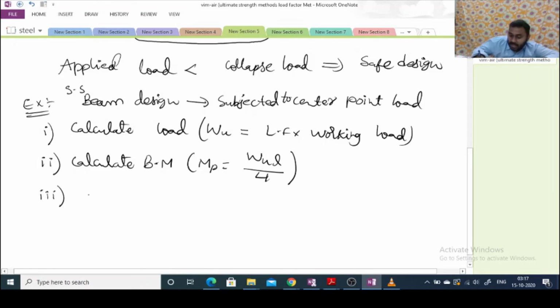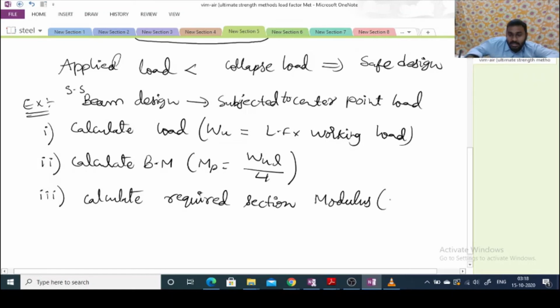After that, calculate the required section modulus. This section modulus in this case is the plastic section modulus. As the method itself is the plastic method, the section modulus to be considered or used is the plastic section modulus.